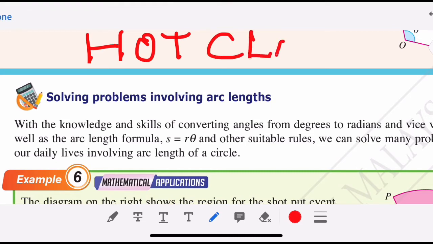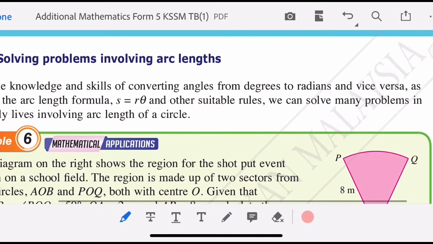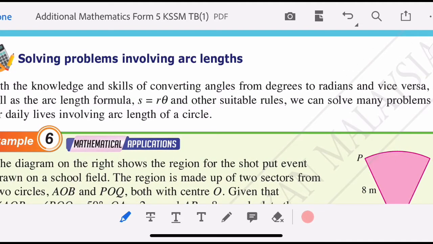Hi guys, today I would like to start the lesson on hot class. I will conduct the hot class to discuss the hot question. So this is hot class number 1. For today's hot class, I will discuss the arc length for circular measure. I will share with you the latest hot question that is quite popular in next year's coming SPM exam. So let's have a look at the question. Maybe you will see a question like this in your coming SPM exam.